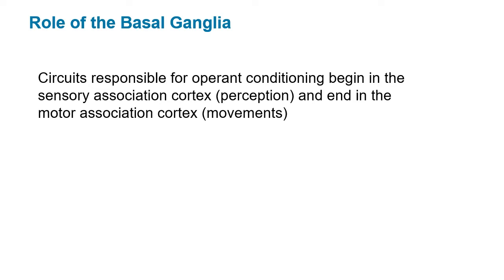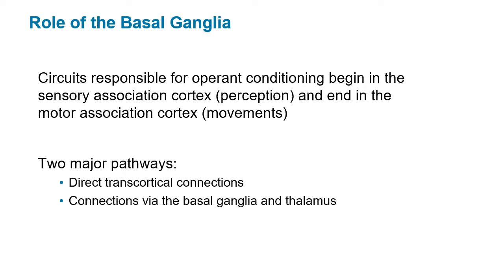So it takes place mainly in the basal ganglia. And the circuits here are basically where the sensory association cortex is pairing with the motor association cortex. And there are going to be two major pathways we're going to talk about here: the direct transcortical connections and the connections that are in the basal ganglia and thalamus.